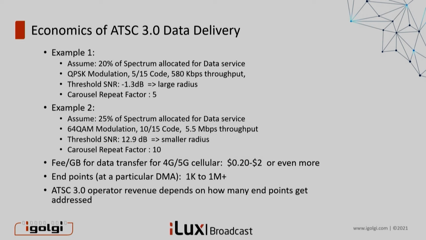In a second example, about 25% of the spectrum is allocated to the data service by a station owner, with 64 QAM modulation and a higher code rate. You get a much higher throughput, about 6 megabits per second. The reason I bring these numbers up is that you can compare them against the throughput you get with 4G and 5G. You start to approach those kinds of bit rates. And the carousel repeat factor in this case is 10.